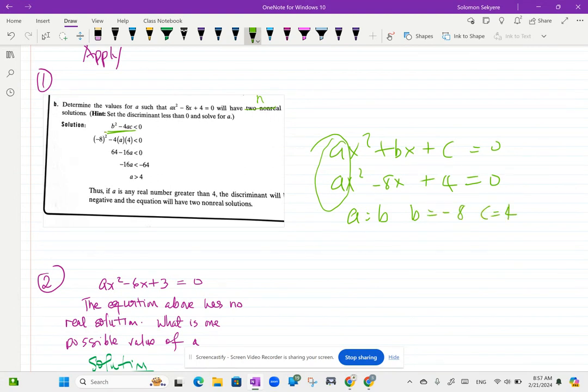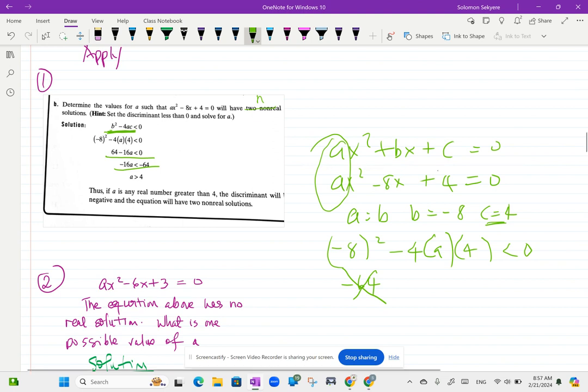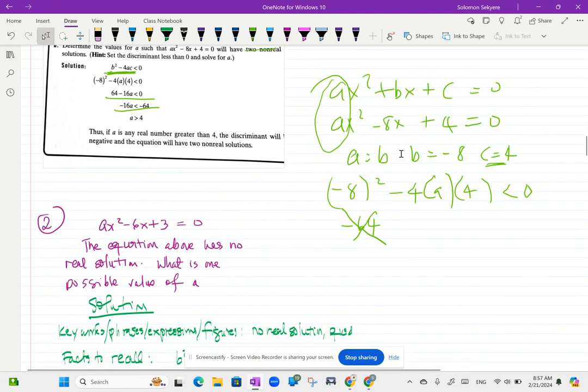The discriminant should be less than 0. So you go and plug it in: negative 8 squared minus 4 times a times c, which is 4, should be less than 0. Now negative 8 squared is 64. Do not write negative 64. It's 64. Then you simplify this and you say a is greater than 4. So if you're asked to list one possible value of a, and a is an integer, you can say a equals 5.